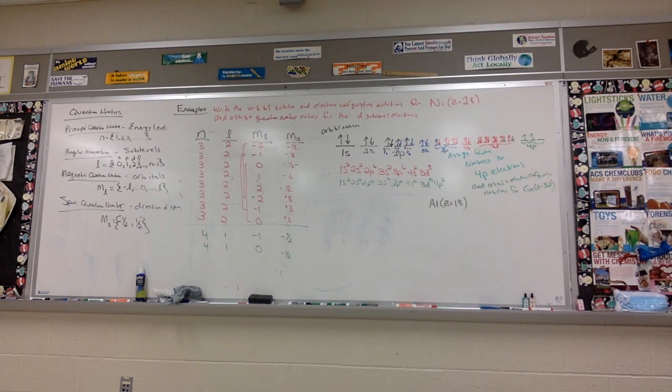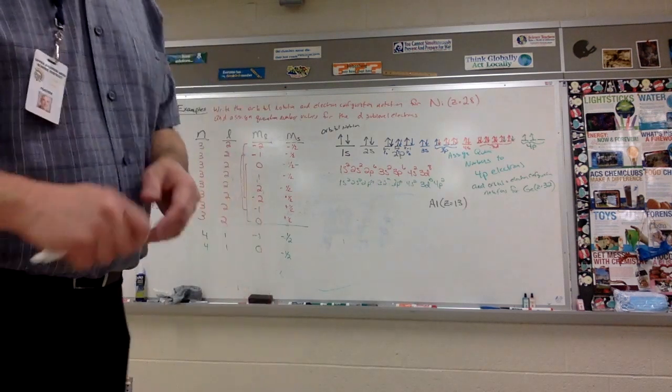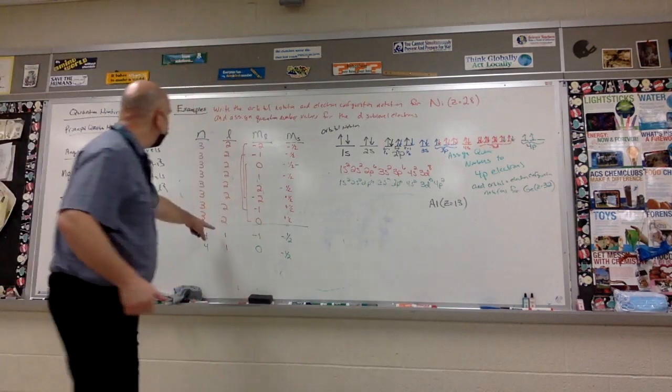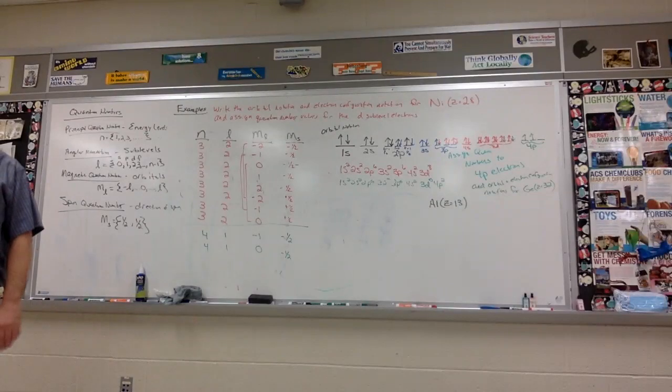Makes sense? So the only question I have is for the l, how do you get the 1 for the 4p? Okay, guys, listen up, please. An s sublevel always has a value of 0. Any p sublevel is 1, any d is 2. And you'll never go beyond that, because we'll never get there. That was pretty crazy.